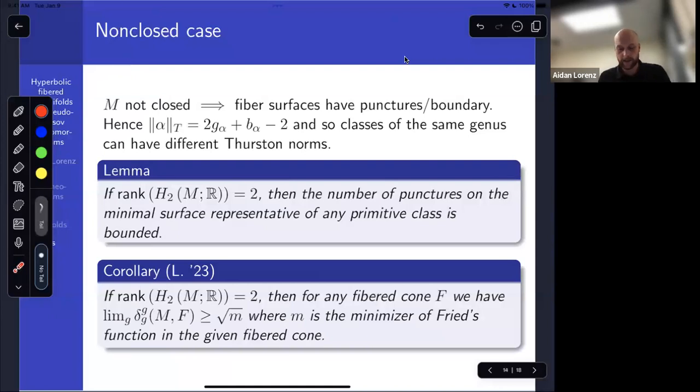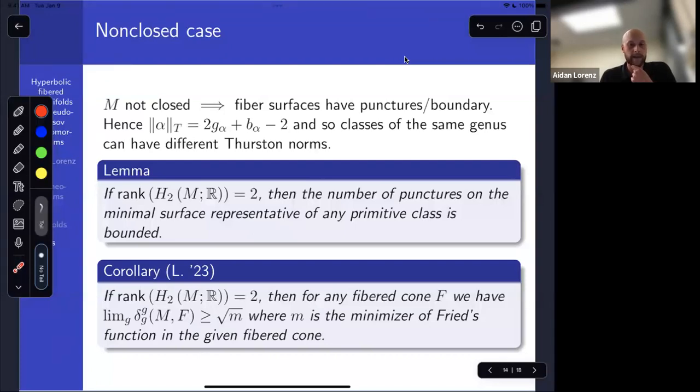There are some other reasons why things get more complicated in the non-closed case too, but maybe I'll leave it at that for now. But there is some progress in this case. For example, if the rank of the second homology is 2, then it turns out that the number of punctures of any minimal surface representative of any primitive class is bounded. So there are only finitely many options for the number of punctures one of these classes could have. That means that if you fix a genus, it only lives on finitely many level sets of the Thurston norm. Okay, so that's helpful.